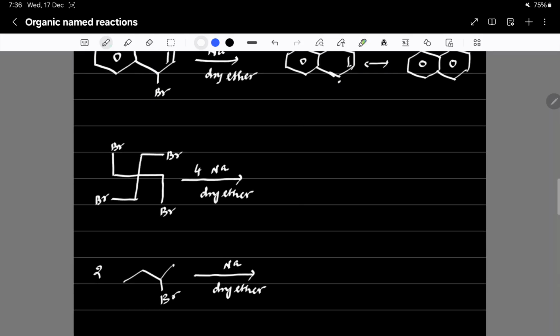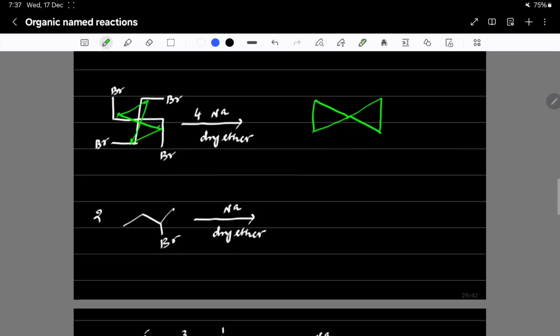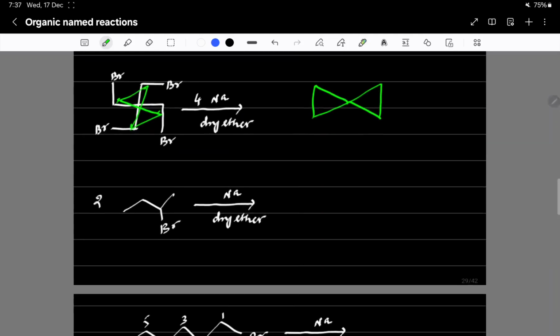Similarly, look at this compound here. Just you can break this here, you can form one radical here and you can form one radical. So here you can form a radical and you can form a radical. So the final product is like this. Just you can join, right? Now you can join like this. This is the possible product. Okay, right?